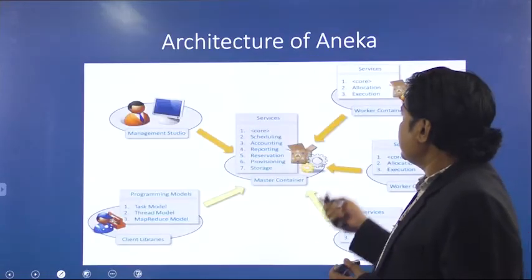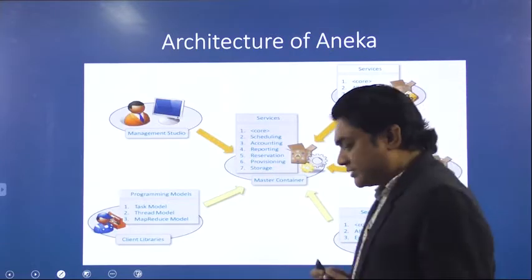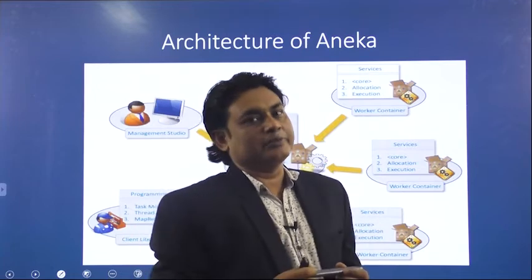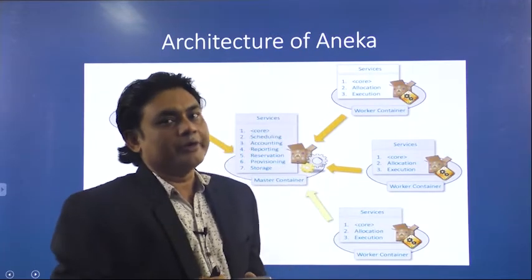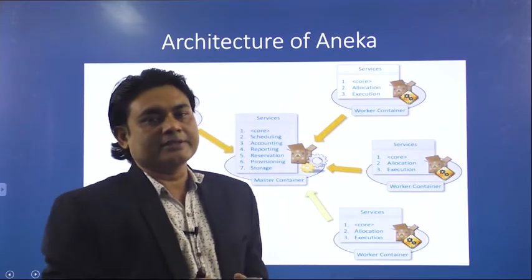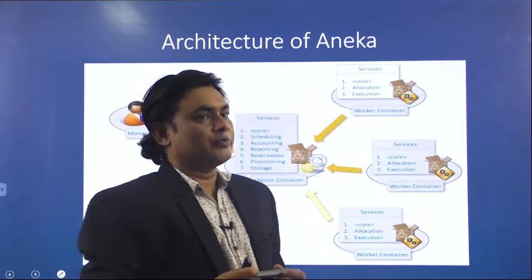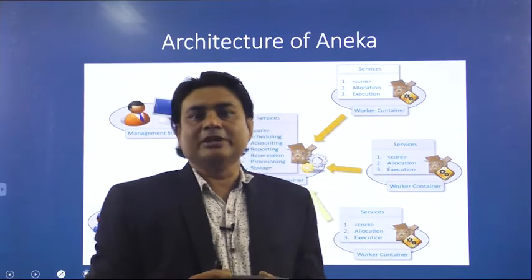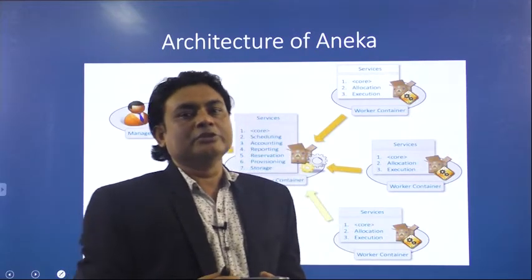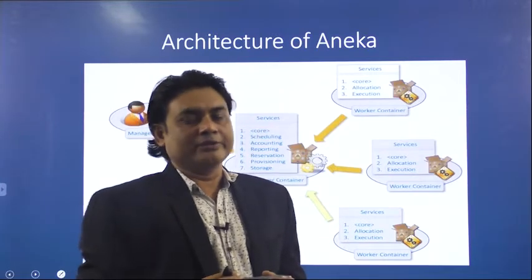So you see, this is the architecture of the NACA. This NACA is a kind of middleware which can provide services to develop a distributed application, and it is one of the implementation models used for the PaaS. The PaaS is called platform as a service. So if the client wants to develop any kind of application like distributed applications, they can use this NACA. NACA will provide a platform to develop and distribute applications on the cloud environment.